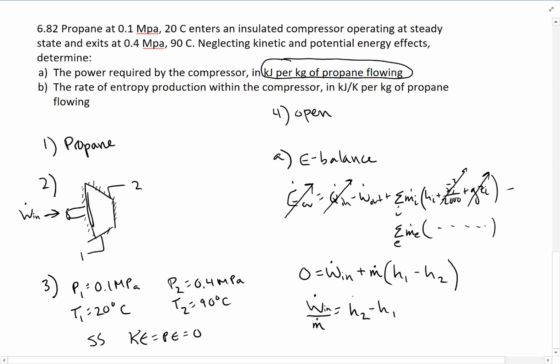Okay, we've got two properties at state 2, so we can get H2. We've got two properties at state 1, so we can get H1. And if you look up things in the tables and you do the math, this becomes 121.6 kilojoules per kilogram. Okay, so we finished part A. Let's move on to part B.